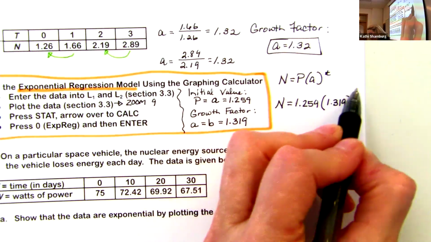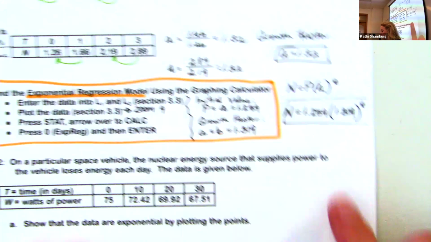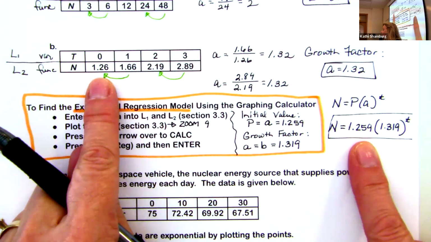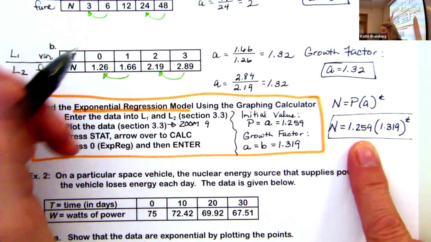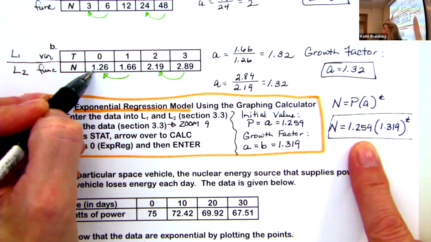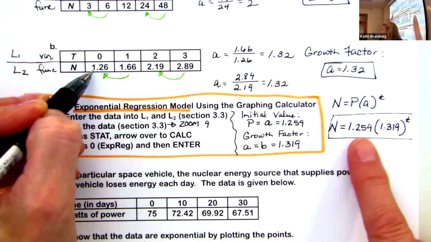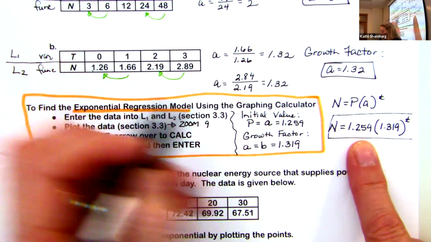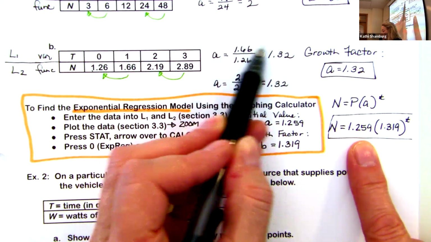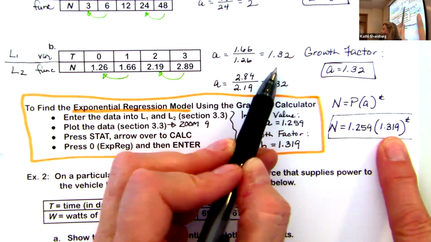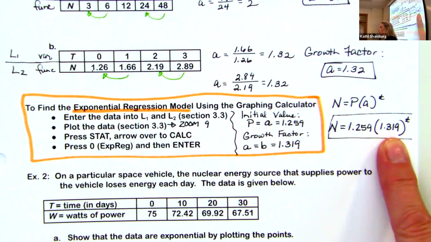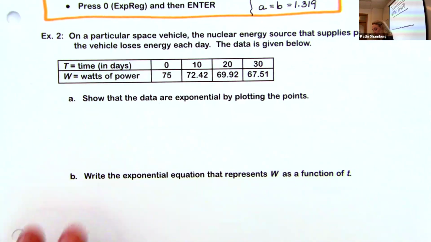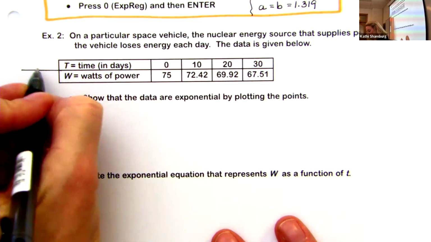And this makes sense in relationship to my table, because look at your table. What is the initial value on the table? The variable is 0, so what is your initial value? 1.26. What is this rounded to 2 decimal places? 1.26. They have the same initial value. What did we calculate the growth factor to be? 1.32. What is this growth factor rounded to 2 decimal places? 1.32. Okay. All right. So while I look at his calculator, I want you to go into your calculator and enter this data.